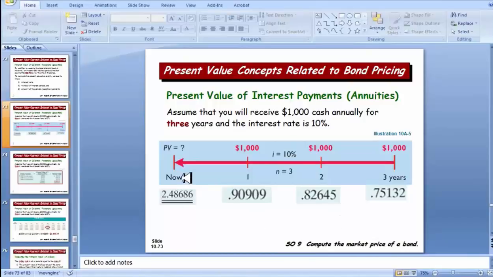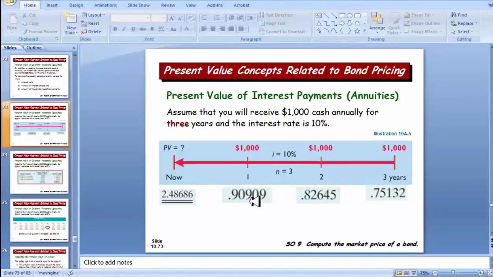So here we go. We're receiving that $1,000. We're receiving one payment in 1 year, another payment in 2 years, and another payment in 3 years. Now the present value of a payment of $1,000 in 3 years at 10% is 0.75132. The present value of $1,000 received in 2 years is 0.82645 of that 1,000. And the present value of 1,000 in 1 year is 0.90909.